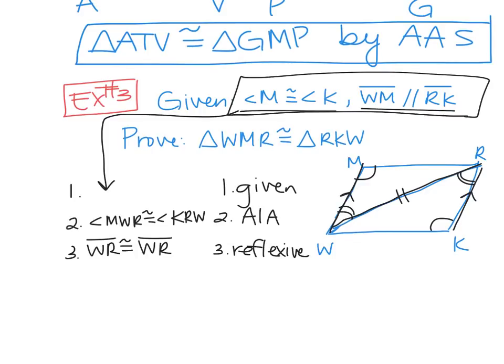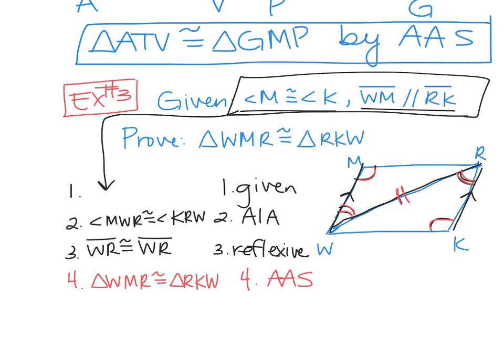Okay, so since we did all our markings, what do you see? Angle, side. Right, you are going from angle to side, and angle to side. So we can say that triangle WMR is congruent to triangle RKW by angle, side. So as soon as you see SSS, SAS, ASA, or AAS, you know you can say triangles are congruent by that thing.